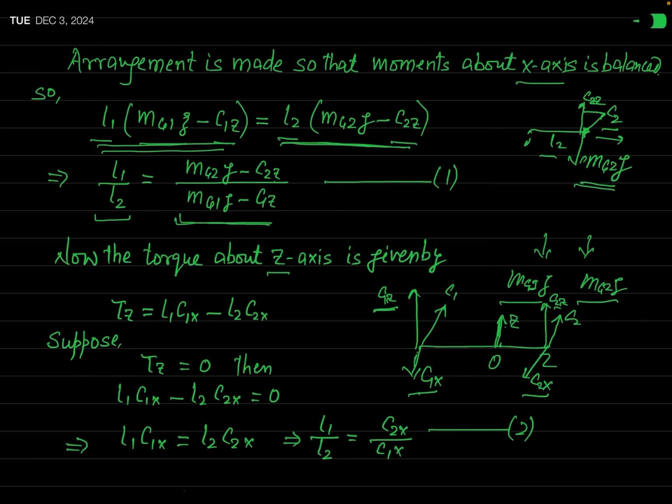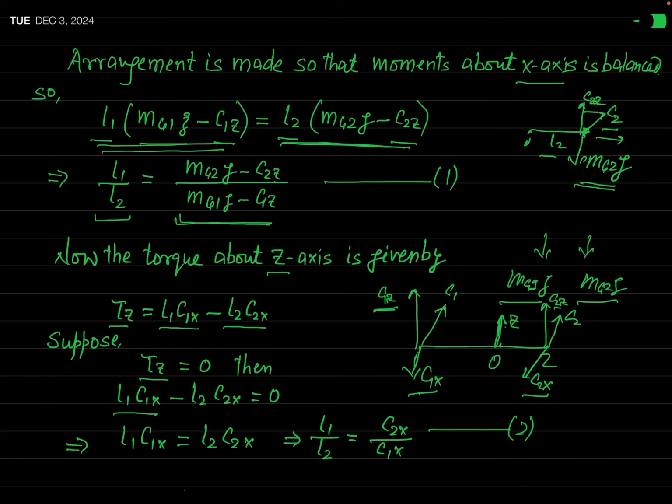So if you consider that tau z is the net torque acting on this system, then that will be L1 times C1x minus L2 times C2x. Why minus? Because the sense of the torque acting on the first body and the second body are just opposite to one another. Okay.